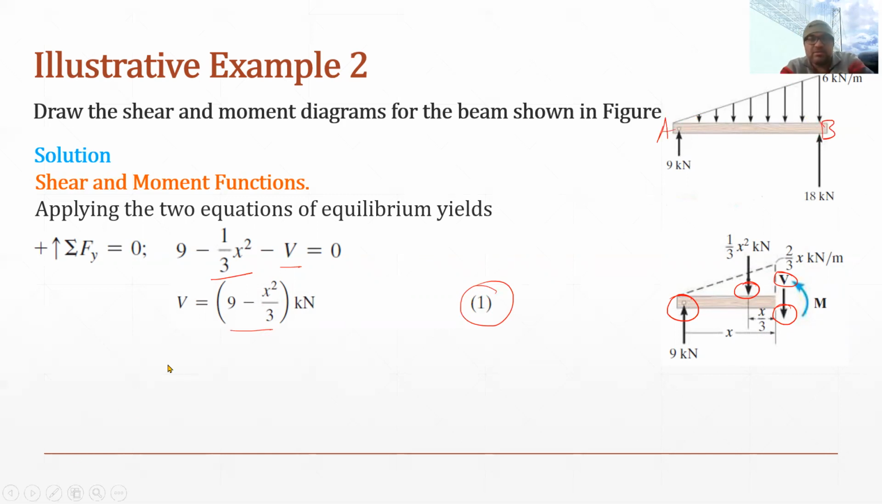Similarly, we will find out the second equation for the value of m as a function of x. So using this second equation, which is summation of m equals to 0, here we will find out the moment at the point where we have cut the section. At this point, the moment due to the value of v will be 0 because it is passing through the same point. And there will be three moments actually: the moment due to this reaction force, the moment due to this force, and the moment itself, this m.